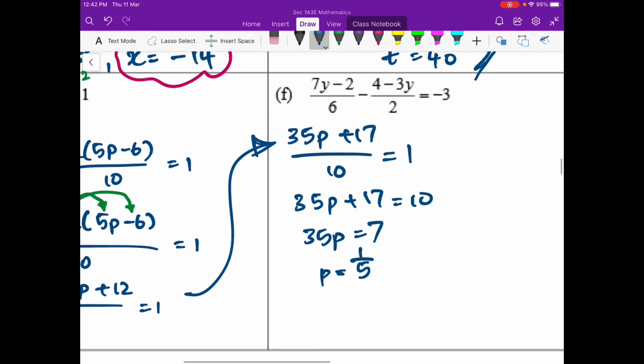Minus 17, right? Yeah, I made another class mistake. Minus 7. I subtract 17 on both sides, so I get negative 7. Okay, so negative 1 over 5. Thank you.